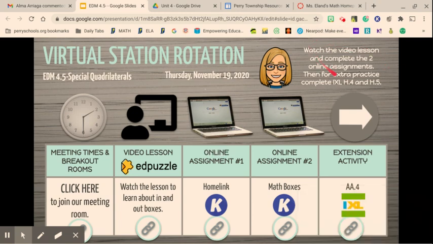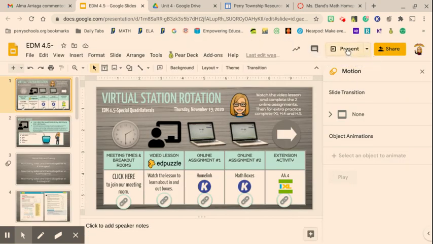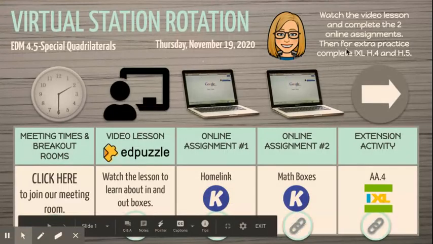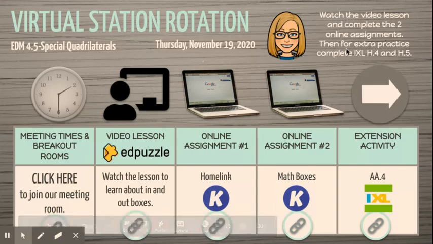Hey guys, today we are going to be looking at finding our special quadrilaterals, and this is going off of what we did yesterday, which is to look at polygons. So quadrilaterals are a type of polygon, and we're going to learn more about that.